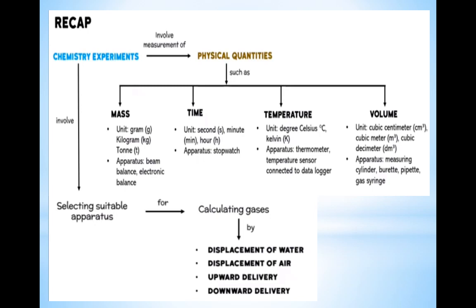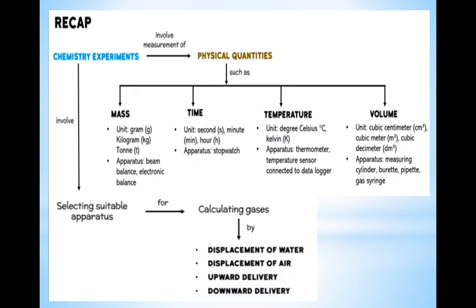This is our second video and let's firstly have a recap. In the last video we discussed the physical quantities which we use in chemistry, which include mass, time, temperature and volume. Mass units are grams, kilograms and tons, while the apparatuses we use are beam balance and electronic balance. Time is measured in seconds, minutes, and hours, using a stopwatch or stop clock. Temperature is measured in degrees Celsius or Kelvin, and its apparatuses include thermometer and temperature sensor connected to a data logger.